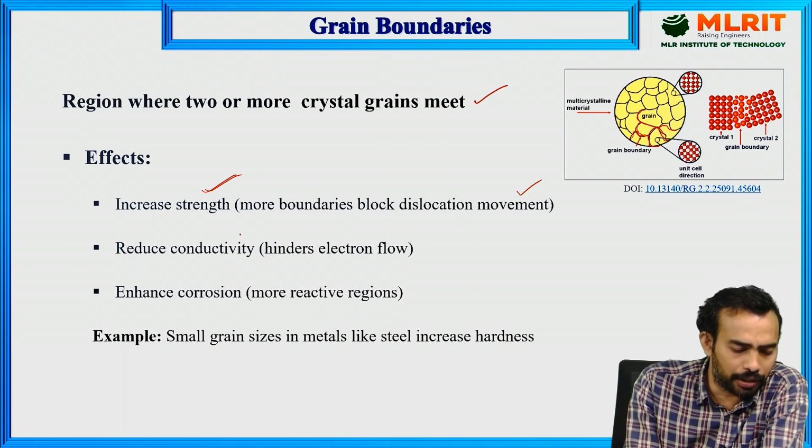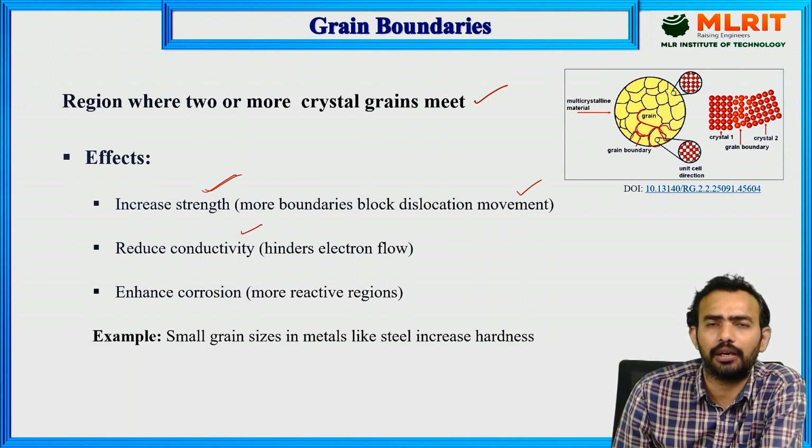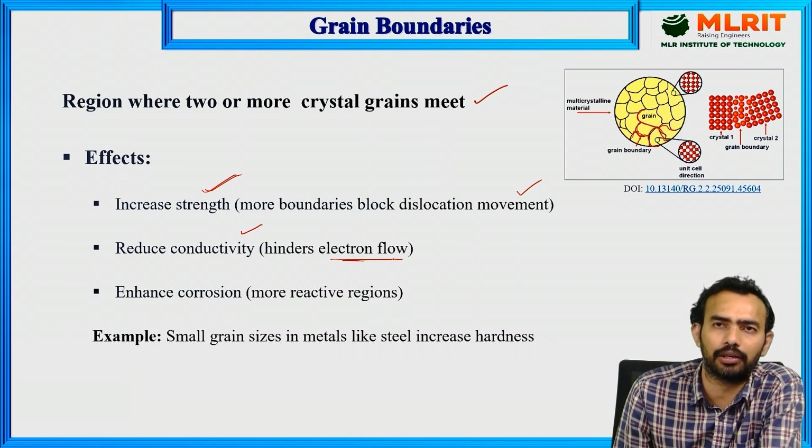Then it reduces the conductivity because there is no regular arrangement. Irregular atomic arrangement hinders the electron flow, it obstructs the electron flow.